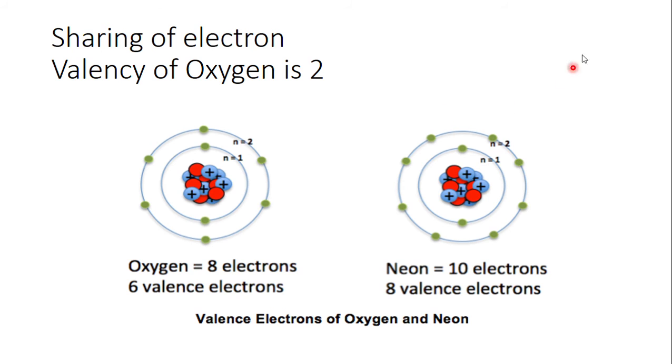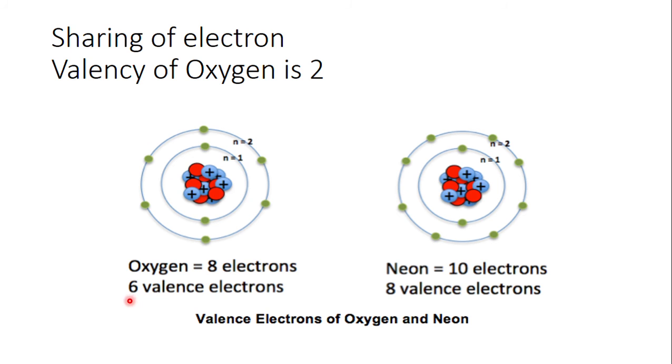Here we have an oxygen atom where Z is equal to 8. So we have 6 valence electrons, that is 2 in the K shell and 6 in the valence shell, the L shell. So it is short of 2 electrons in order to acquire the neon gas stability. Neon has 8 valence electrons, with atomic number 10. So we have 2 in the first shell, 8 in the last shell, so it has an octet configuration. Oxygen will try to get the octet configuration of neon by sharing 2 electrons. Oxygen has a valency 2.